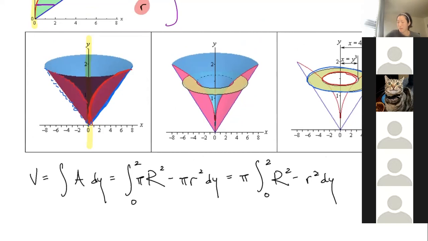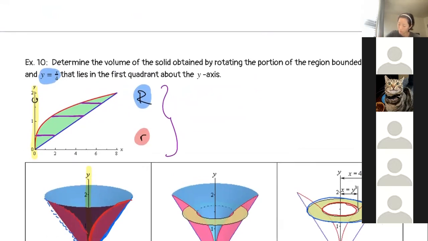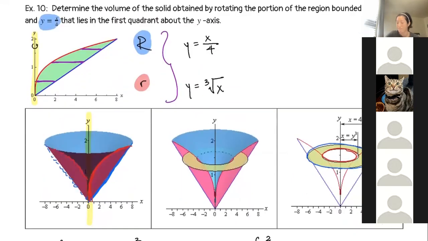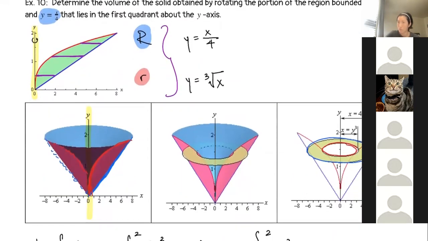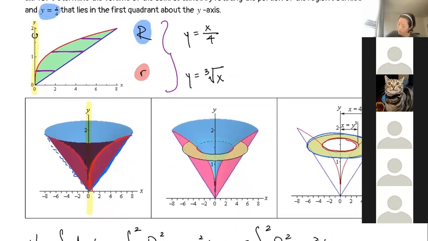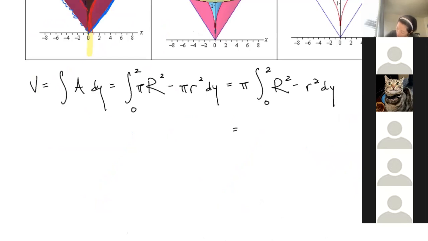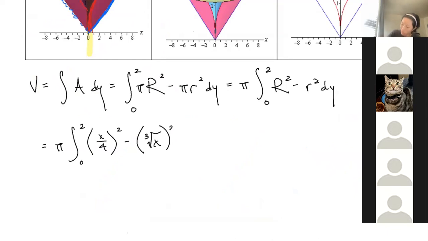But what we need to do now is define big R and little r. So let's go back up to the question. They told me that little r is the cube root of x, and that the big R is y equals x over 4. So if I take these and put them into my equation, then I would have something like this. Pi integral from 0 to 2 of (x over 4) squared minus (cube root of x) squared dy.